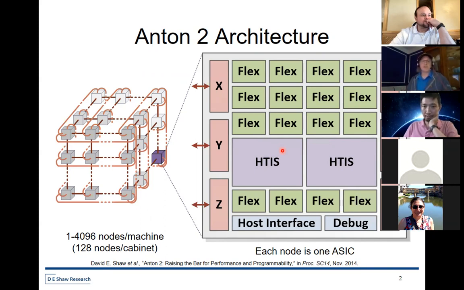And those are hardware pipelines that are just crafted for that purpose. Then the flex boxes, there's 16 boxes. Each one has four processors in it. So there's like a little cluster of 64 processors on each Anton 2 node. And then the X, Y, and Z are the network components that connect to the three dimensions of the mesh.